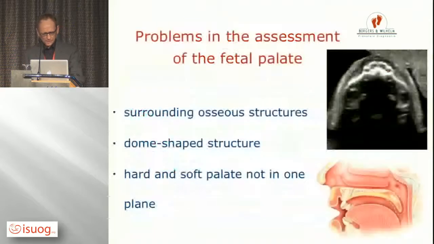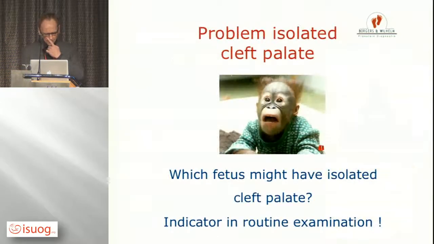So, where's the problem? The main problem are the surrounding osteostructures, causing strong shadowing and preventing the assessment of the palate. Two other points are the dome-shaped structure of the palate and the fact that hard and soft palate are not in one plane. So, what's to do? The first and most important step in the diagnostic of these malformations is to identify those fetuses that might have isolated cleft palate.